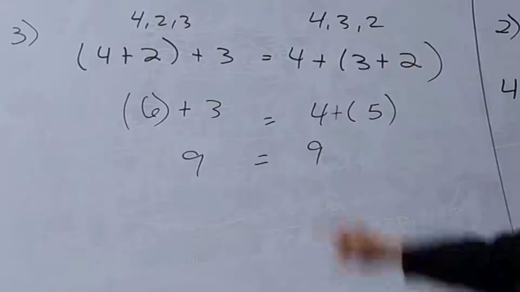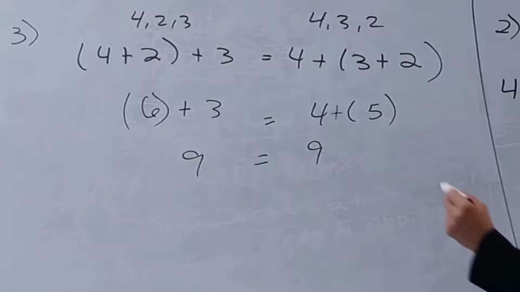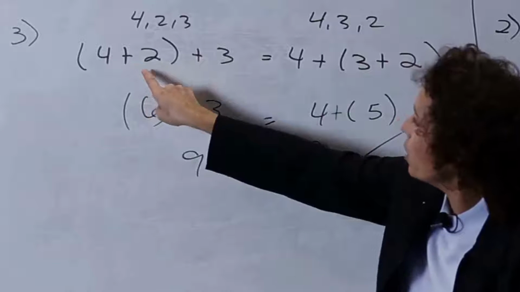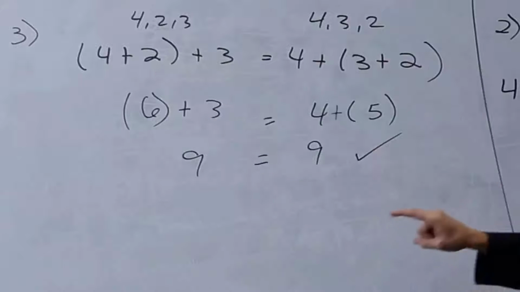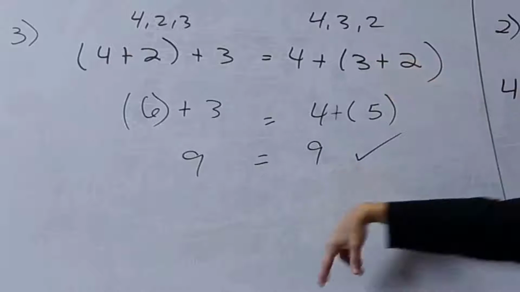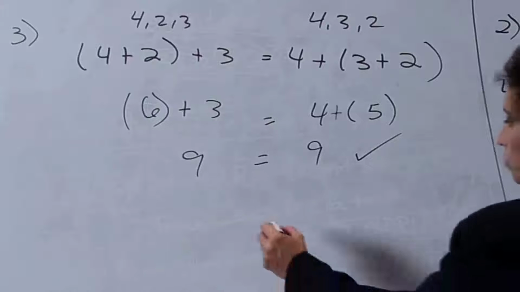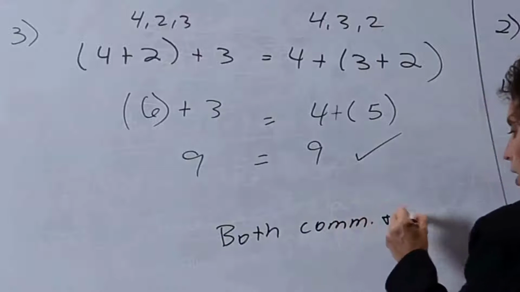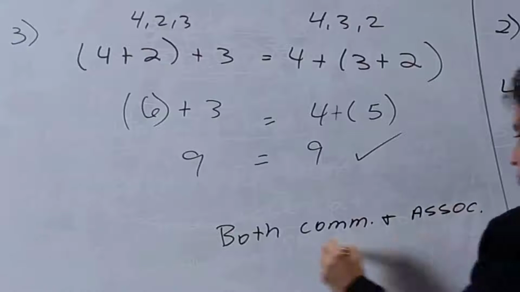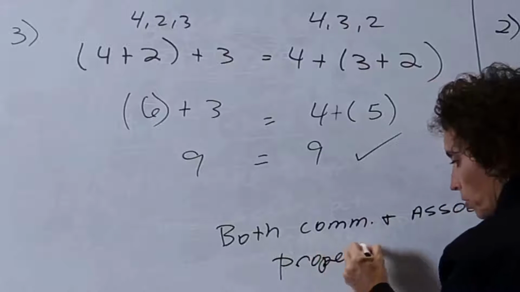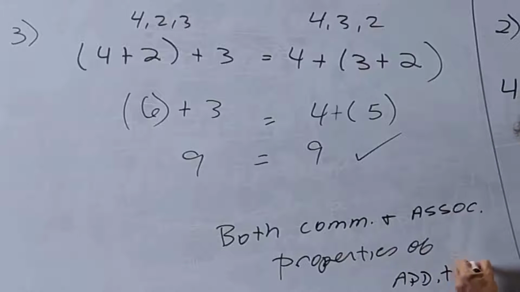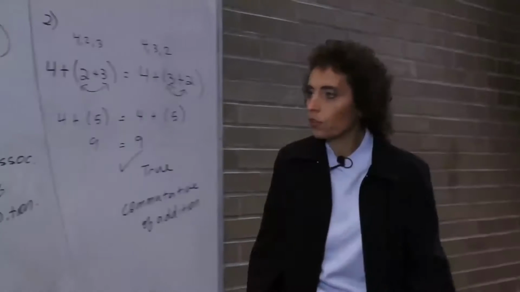We have commutative property, but we also have a grouping change. Wow, I didn't think they were going to zap us with this one so quickly. Okay, because definitely our order changed, but our grouping also changed. The 2 is playing with the 3 here, and here the 2 is playing with 4. So this is both the commutative and associative properties of addition. Okay? All right.